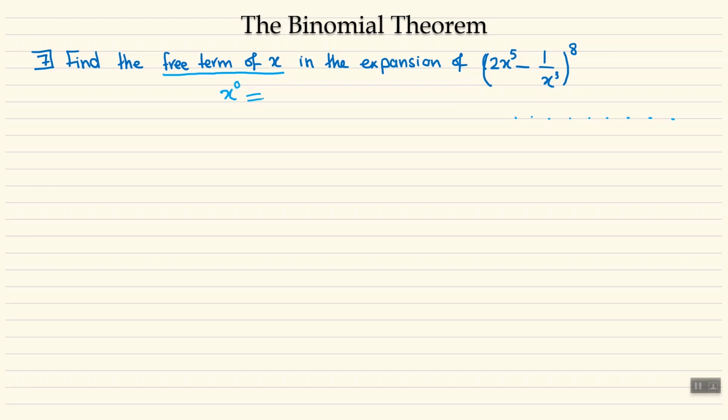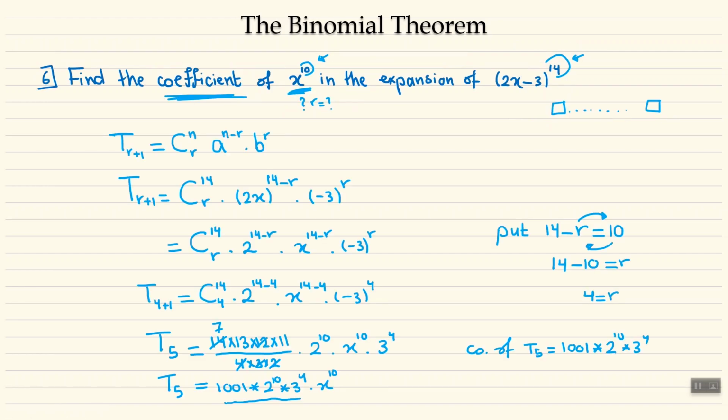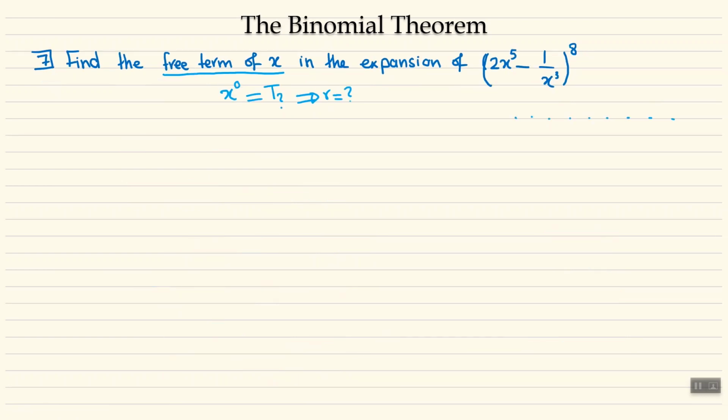So we are looking for a term in which x will have a power of 0. But which term is this? We don't know. Which means how much is r? We don't know. So this is similar to the previous question, but in the previous question we were looking for x to the power of 10, right? In this question we will be looking for x to the power of 0. So we will be looking for the free term of x. So how do we do it? We have only one rule.